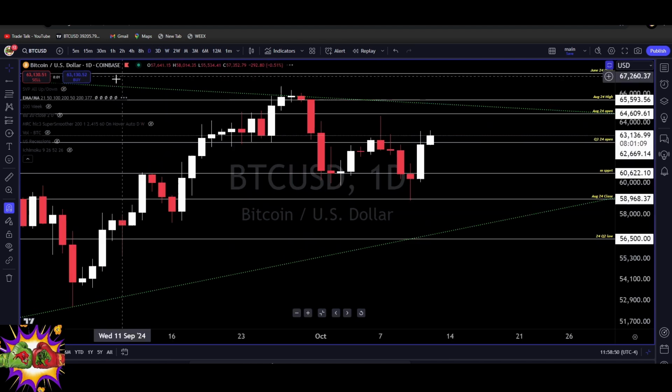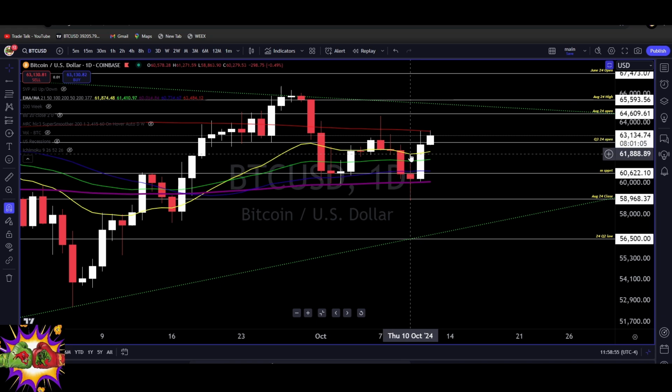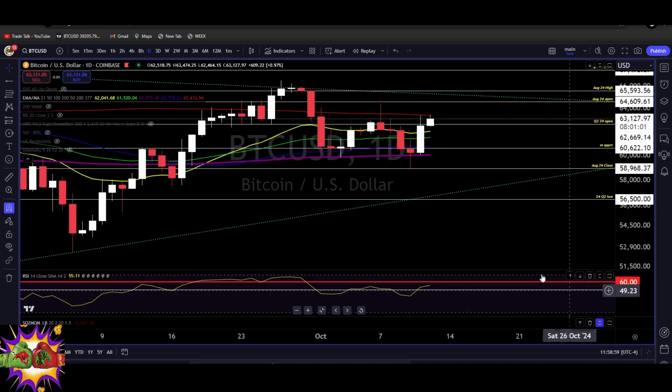We drop down to the daily time frame. You can see that we did close on Friday a daily back above the 21 EMA. And if I pull up the RSI, you can see that we are back above the 50 on the RSI, but we have not gotten above that 60 spot. Being above 60 is generally correlated with a very bullish market.